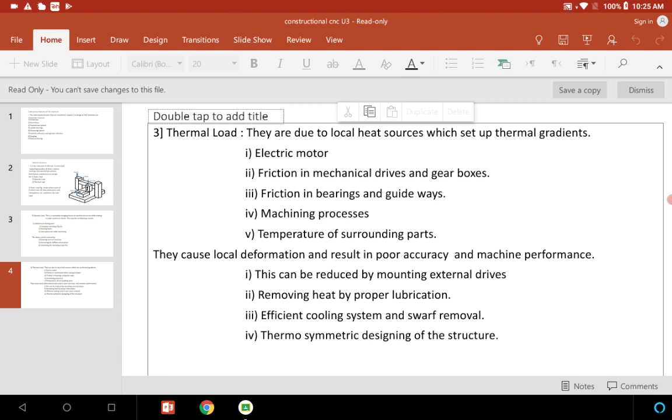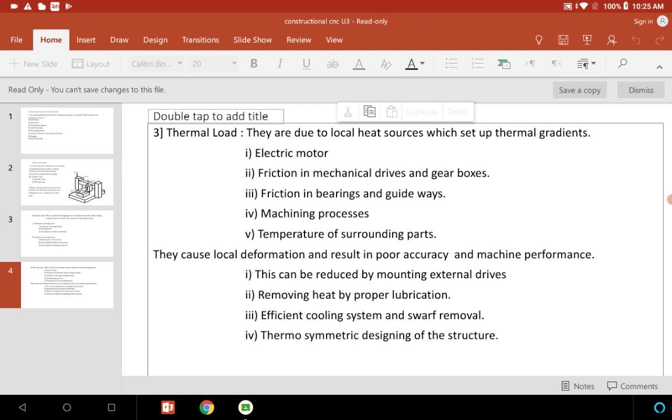So in this case, the result due to this load will affect the performance of the machine. Accuracy may decrease, surface finish cannot be obtained properly, deformation may take place, which will again affect the efficiency of the machine.